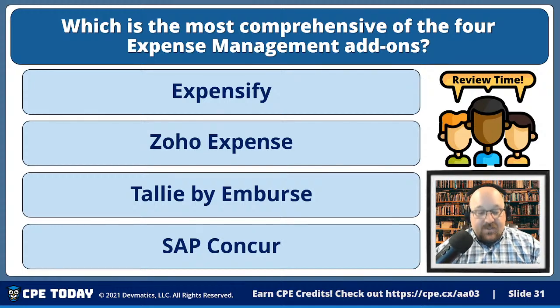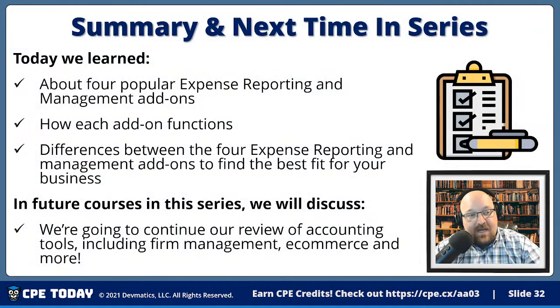All right, that does bring us to the end of our podcast and presentation for today. What did we talk about? Well, we talked about expense reporting and how we can add this feature and function onto our accounting solution to make a better and more comprehensive accounting experience for our company. We talked about these 4 tools, Expensify, Zoho Expense, Tallie, and SAP's Concur, how they function, some of the different pricing plans, some of the differentiating factors between them, and things that you might want to consider with respect to choosing a tool that'll fit best for your organization.